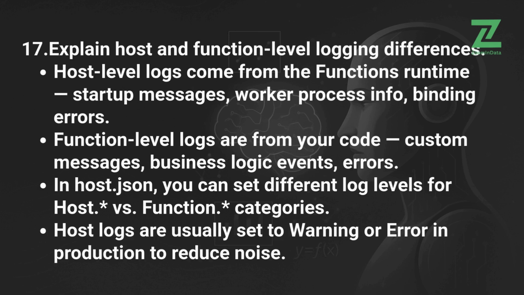Explain host and function level logging differences. Host level logs come from the function's runtime: startup messages, worker process info, binding errors. Function level logs are from your code: custom messages, business logic events, errors. In host.json, you can set different log levels for Host.* versus Function.* categories. Host logs are usually set to Warning or Error in production to reduce noise.